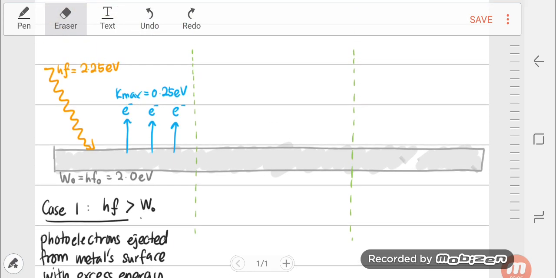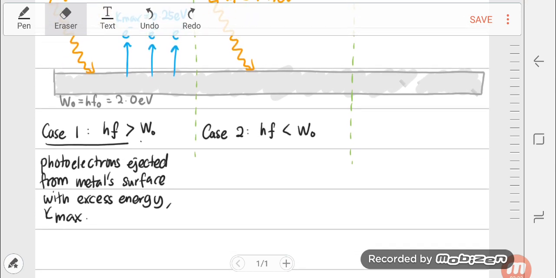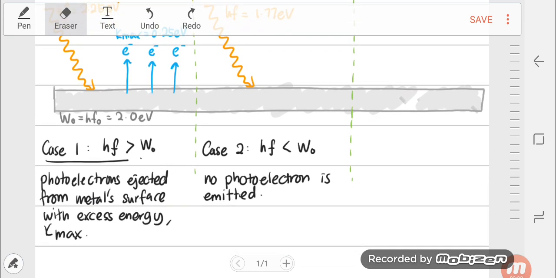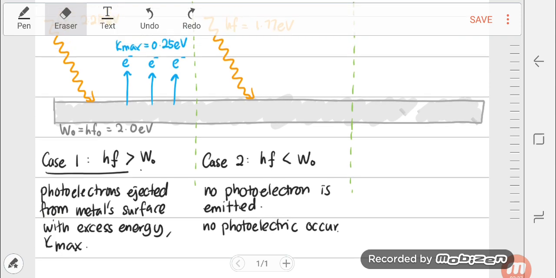Now let's take a look at case 2. I have this one photon with energy hf equals 1.77 electron volt, whereas the work function is 2.0 electron volt. What happens then? We can see that in case 2, hf, the energy of this photon, is much less than the threshold of this particular metal. So no photoelectron is emitted, and no photoelectric effect occurs.